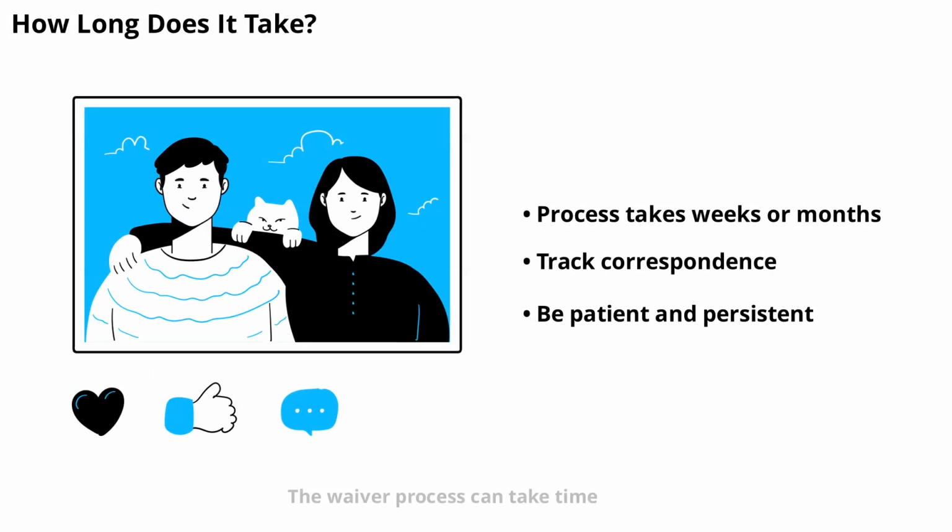The waiver process can take time. It may be several weeks or even months before you get a decision from the SSA. While you're waiting, keep track of any correspondence and be ready to provide more information if asked.